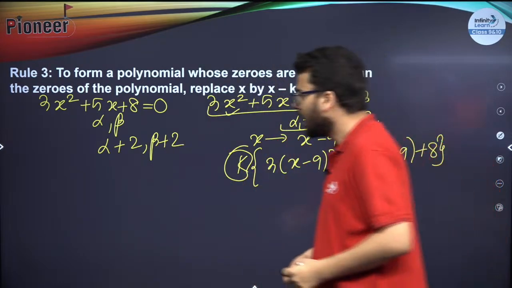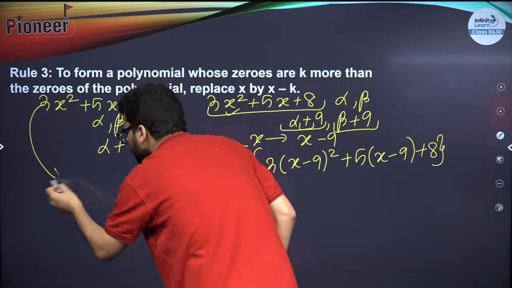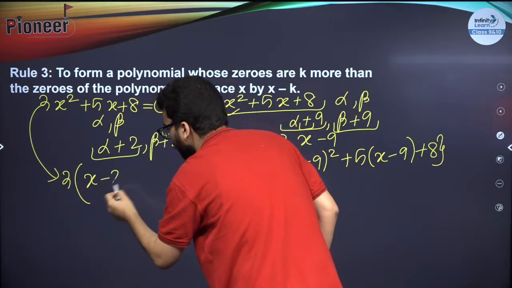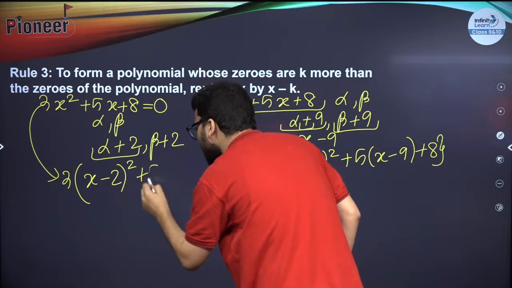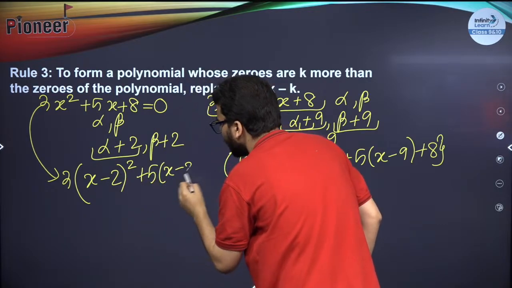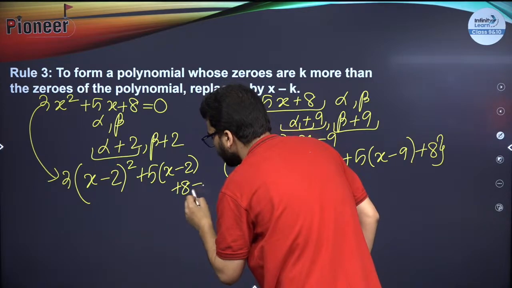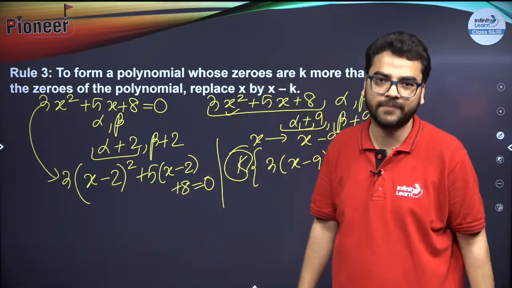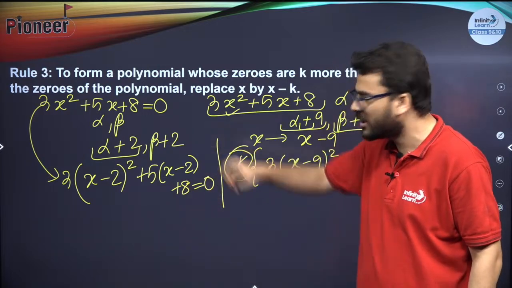So what will you do? You will directly take this equation, and in place of x, because it was alpha plus 2, you will put x minus 2. That's it. And this is the unique equation: 3 times (x minus 2) square plus 5 times (x minus 2) plus 8 is equal to 0. You can simplify this, and this is the unique quadratic equation. You got that logic? Just simplify, you'll get the answer.